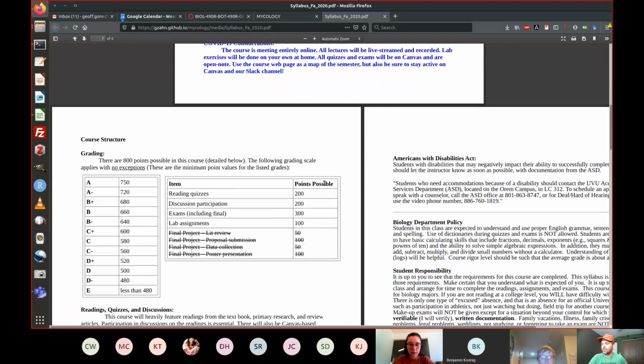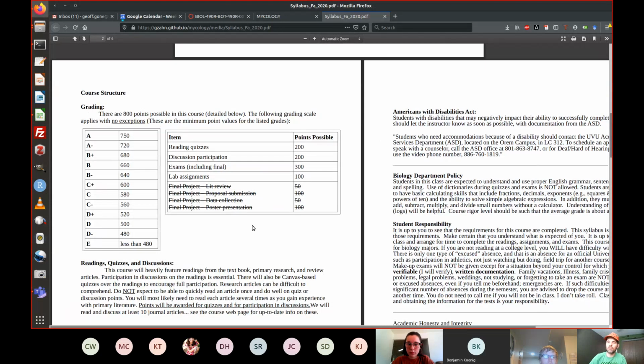Learning objectives, and then probably what you're most interested in is the course structure and grading. Typically, I teach this class as a course-based research experience where all semester long you are working with a group on a research project involving fungi. That is not going to be possible this semester, so I apologize. So I've gotten rid of those points and put them into making your quizzes and discussion worth more. Here's our grading scale.